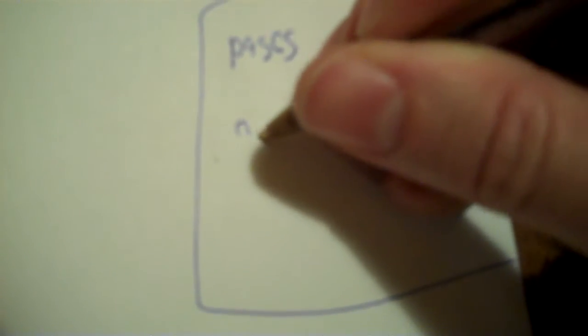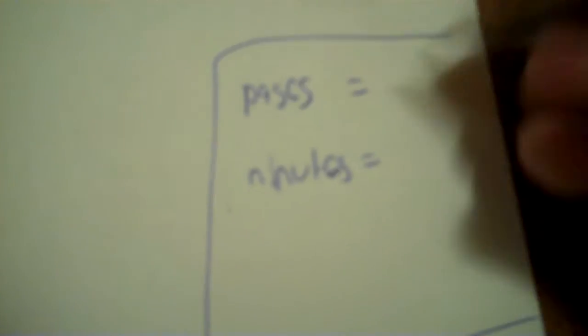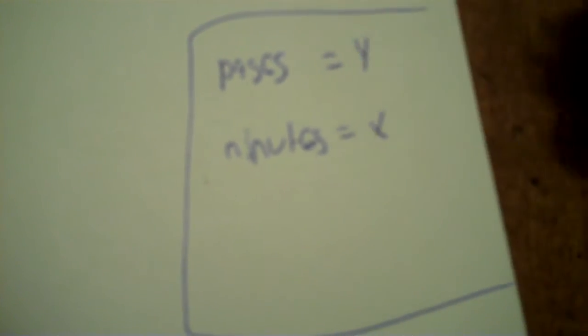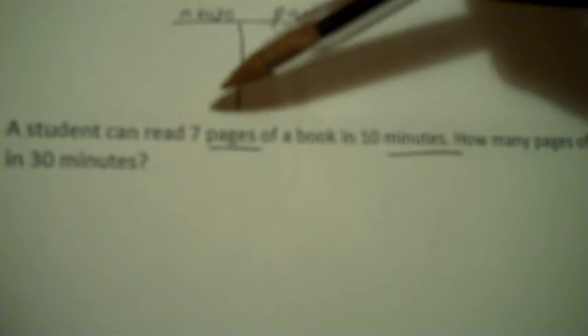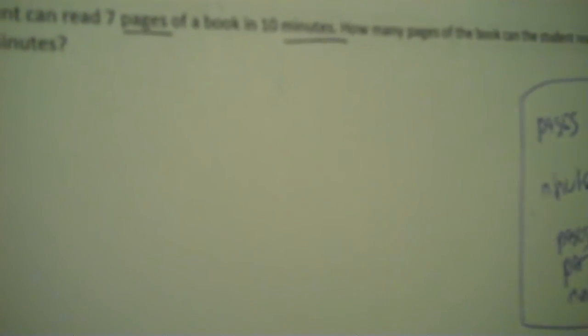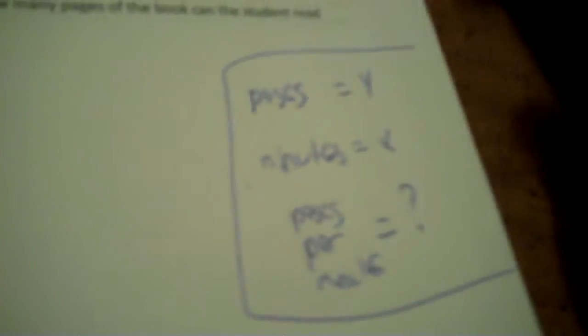Now you're going to set up your reliable box, pages, and minutes. X is minutes, Y is pages. X is always the time. So per, it would be pages per minute. But the problem is they don't have the pages per minute. That 7 pages is not in 1 minute, it's in 10 minutes, okay? So I do not have that, I put question mark. Now if I really had to, I could find it, but that's not the point of the assignment.